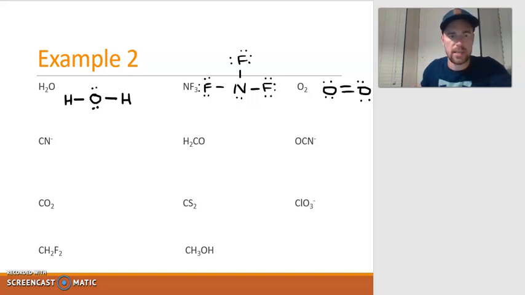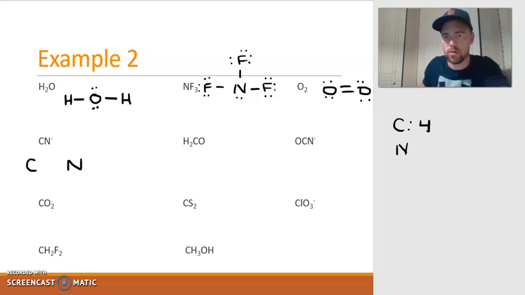So continuing on, let's take a look at now the cyanide ion, which is CN with a negative charge. So once again, we don't really have a central atom, so we're just going to have carbon bonded to nitrogen. So let's count up our number of valence electrons.